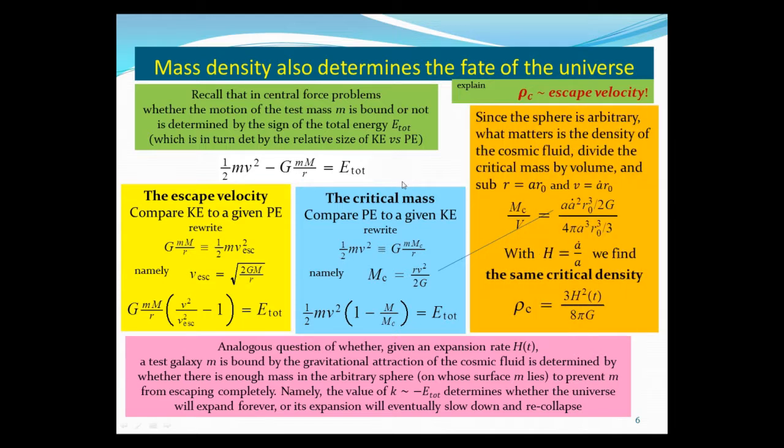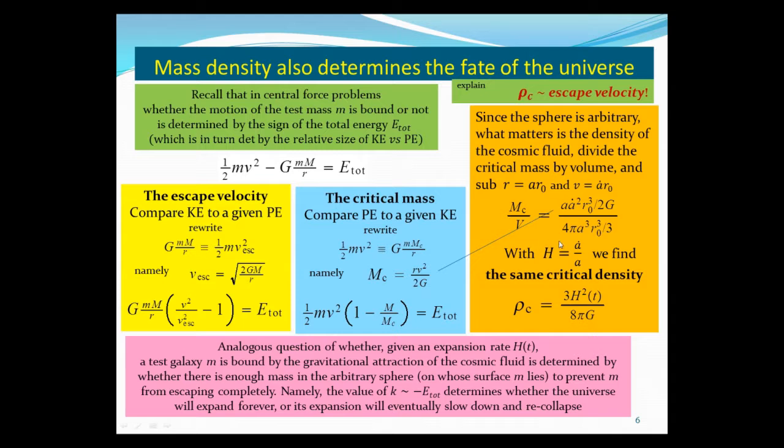Now, since the sphere is arbitrary, what matters is not the total critical mass, but rather the density of the cosmic fluid. So you divide the critical mass by the volume to get a density. Remember, r is a r naught, and the velocity is a dot r naught. So the critical mass, which has the dimension of distance cubed, is r cubed a dot squared over 2G.